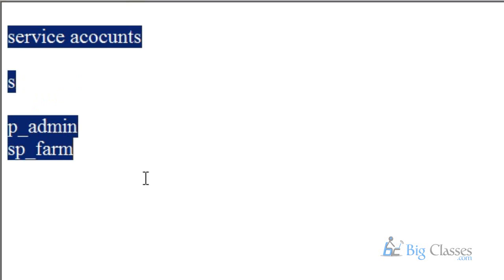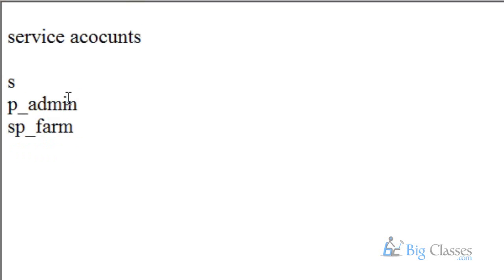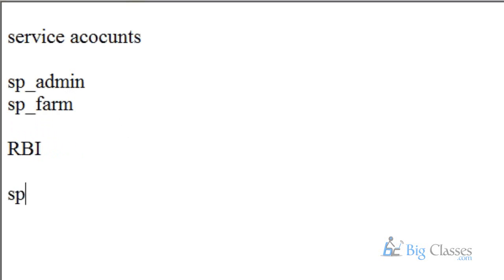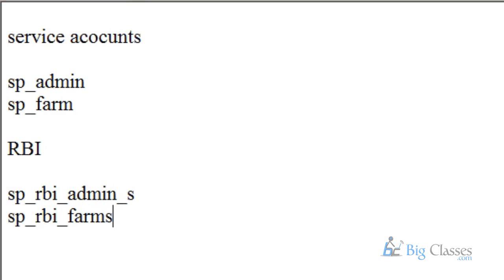Assume that my client is RBI. Okay, how will my service accounts be? SP underscore RBI underscore admin underscore S. Next, SP underscore RBI underscore farm underscore S. S means what? Stage environment. P means what? Production. I hope you know what stage and production are. Okay, underscore dev.